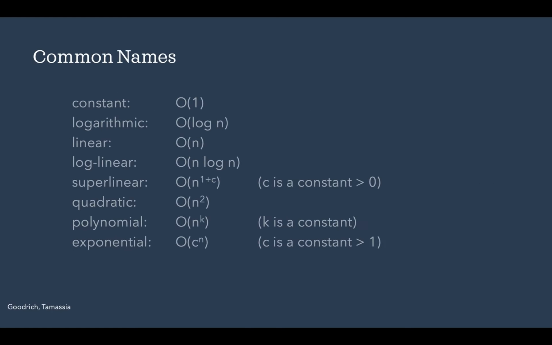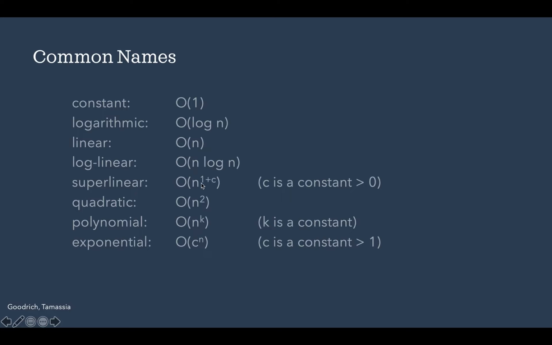Some common names for the time complexity. O of 1: let it be 100 or 10 or whatever the number, if it is a constant, then we call it big O of 1. Logarithmic time complexity algorithms we call big O of log n. Linear is O of n. Then you have log linear, O of n log n. Then super linear, O of n power 1 plus c, where c is a constant.